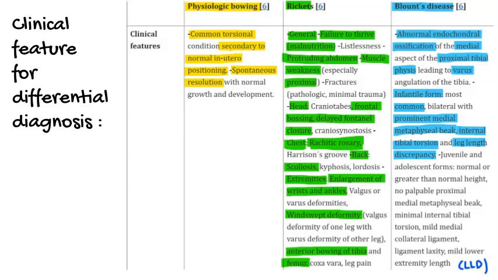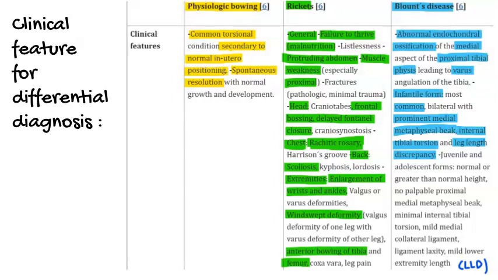Regarding clinical features for differential diagnosis, in physiological bowing, there will be a common torsional condition secondary to normal in utero positioning. Spontaneous resolution with normal growth and development occurs.